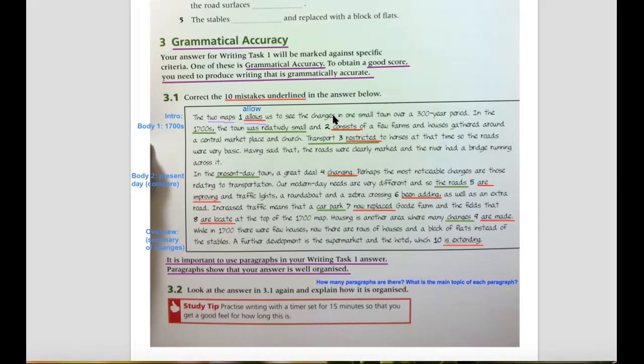It consists of. In the 1700s, the town was relatively small and something of a few farms. So pause the video, try and correct this. So we're talking about the map in the past, in the 1700s. So you should be using a past tense here, and consisted of a few farms. Okay, so please try and watch out for grammar mistakes.